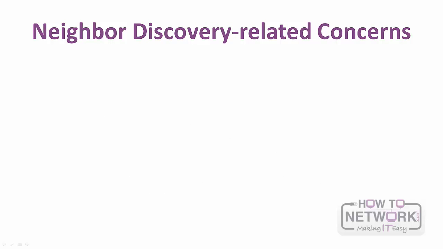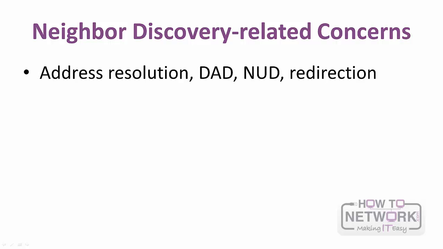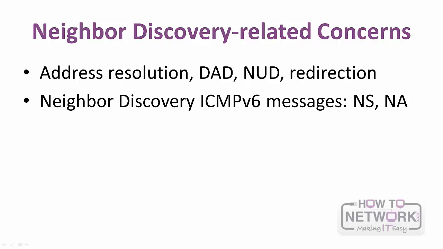Neighbor discovery is equivalent to router discovery, but for hosts. It performs operations such as address resolution, duplicate address detection (DAD), neighbor unreachability detection (NUD), and redirection. As with router discovery, in IPv6 there are also neighbor discovery ICMPv6 messages that are responsible for network discovery. They are ICMPv6 neighbor solicitation (NS) and neighbor advertisement (NA).